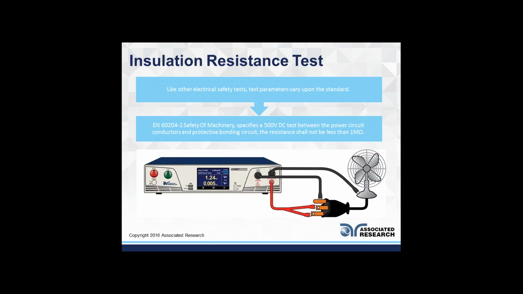If you look at the standard EN 60204-1, safety of machinery, it specifies a 500 volt test, and they want to make sure that the insulation resistance is at least 1 mega ohm. So this will be a minimum limit set on your tester. You want to make sure the product you're testing has at least 1 mega ohm of insulation. The resistance value of the insulator you're using is at least 1 mega ohm. Again, the test is performed shorting line and neutral, getting the return on your chassis point.